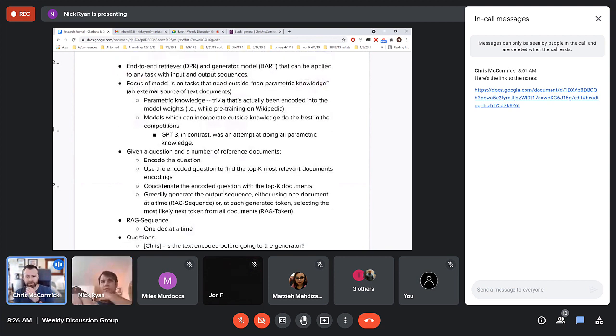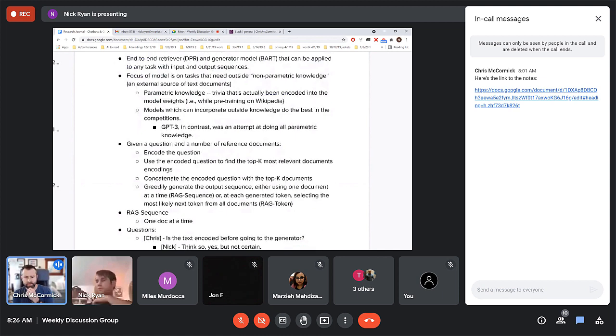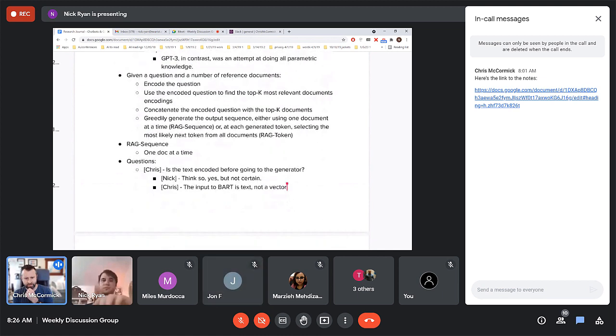Yeah, I'm thinking so for BART, it is like a sequence to sequence thing, right? So it takes in text, or I suppose it could take in like a sequence of embedding.